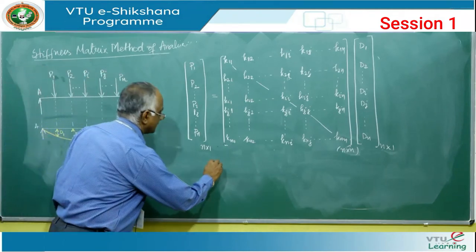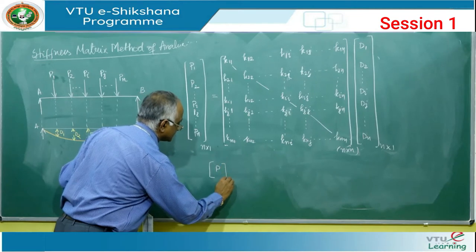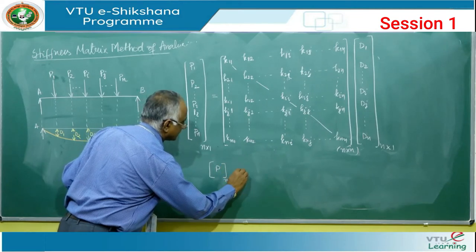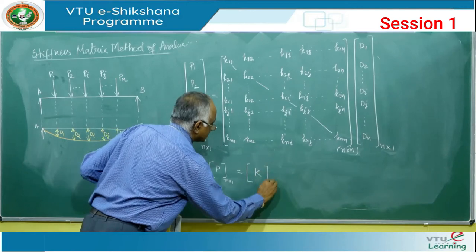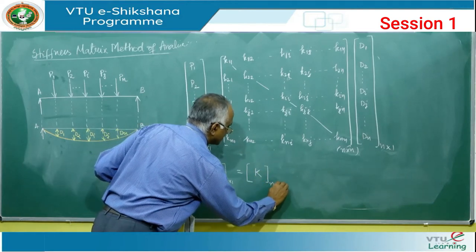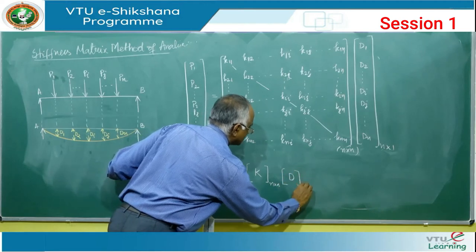This is in general, you put it as P matrix of size N cross 1 is equal to matrix K, the stiffness matrix, we call it N cross N, multiplied by matrix D.